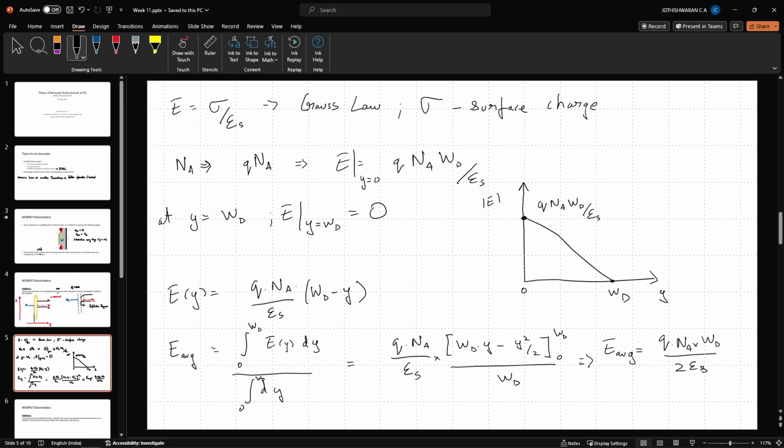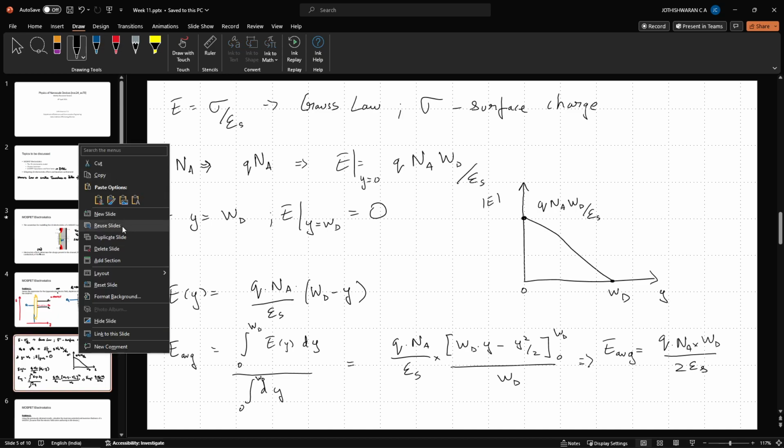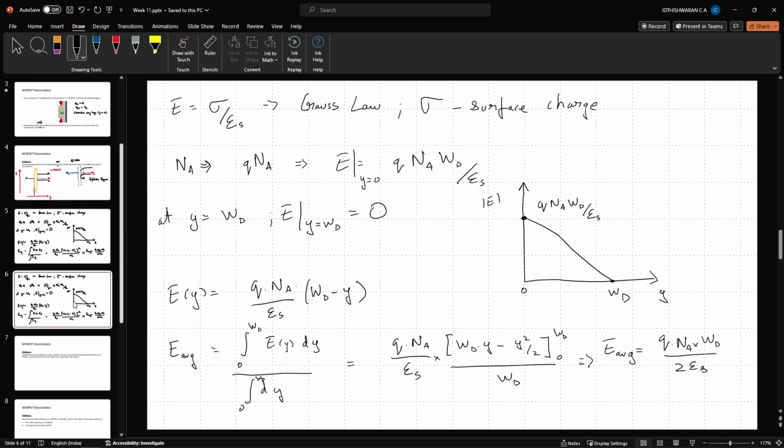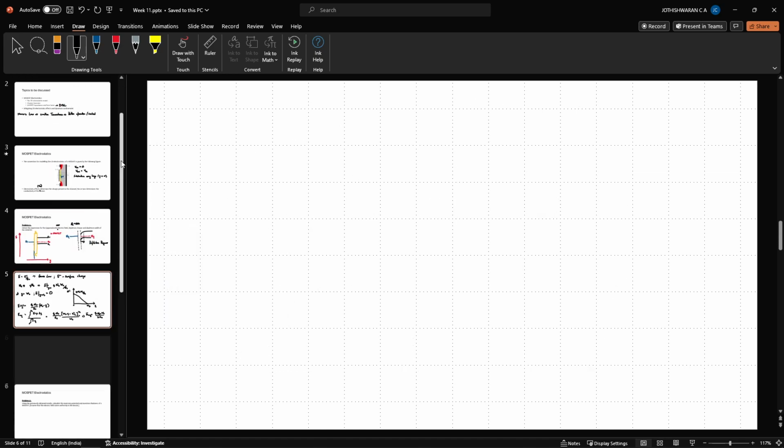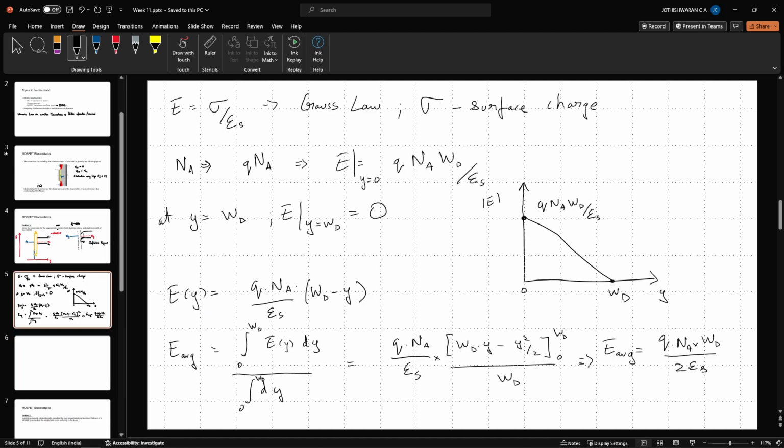This is to be expected because I assumed it varies linearly. Since it varies linearly, the average is going to be the value at the midpoint, that is at Wd by 2. So I could have directly done that, but nonetheless I just did the integral. So that gives us the approximate expression for the average electric field.